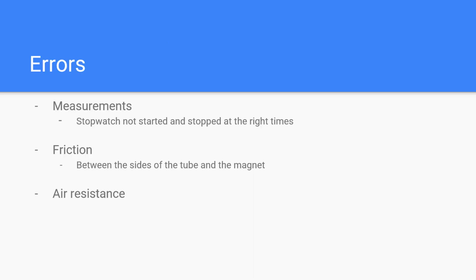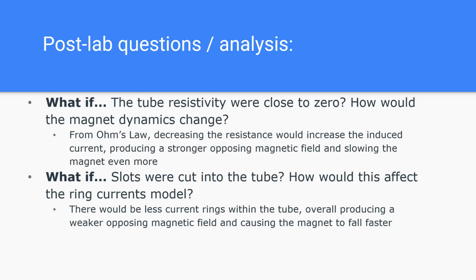All right, some errors in the data. We have some measurement errors, so the stopwatch might not have been started and stopped at the correct times, and then friction force between the sides of the tube and the magnet, and of course air resistance because we're treating this in a real environment.